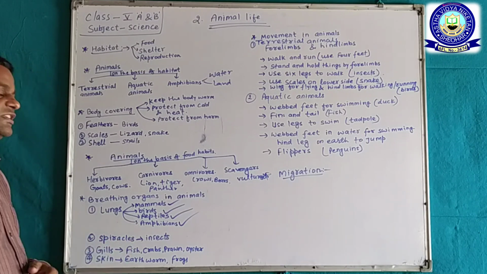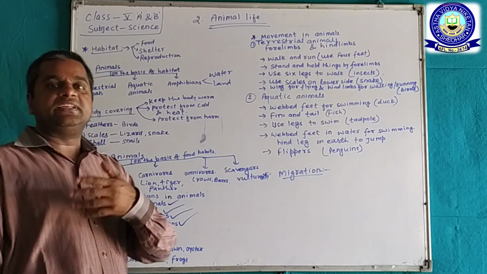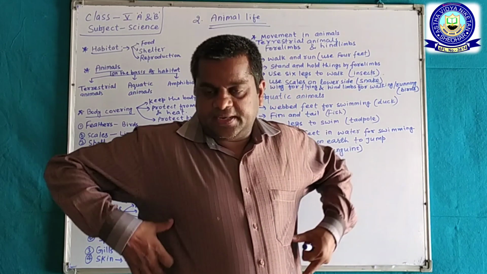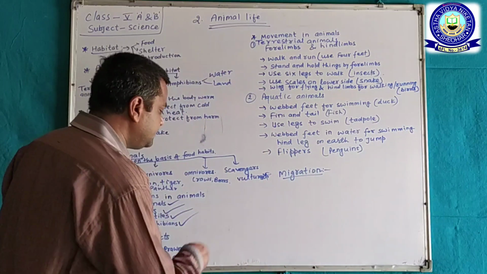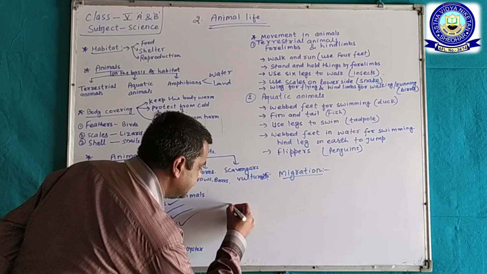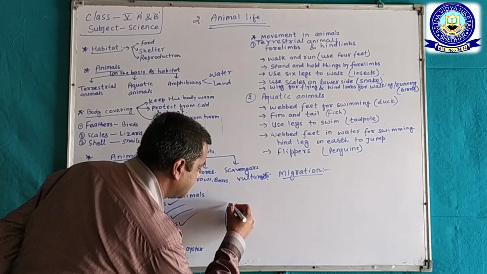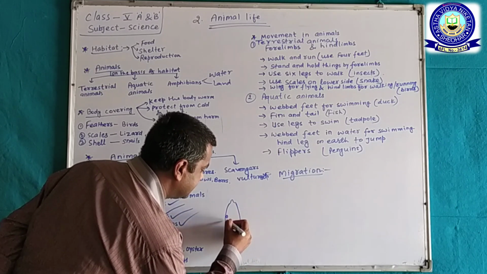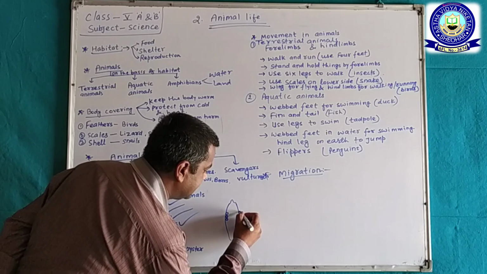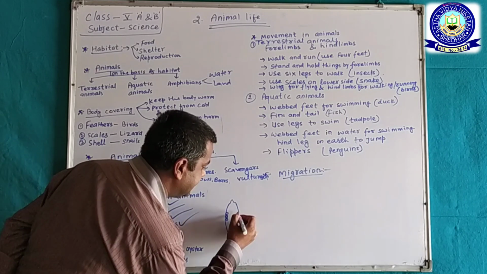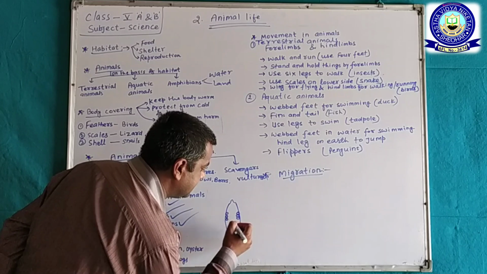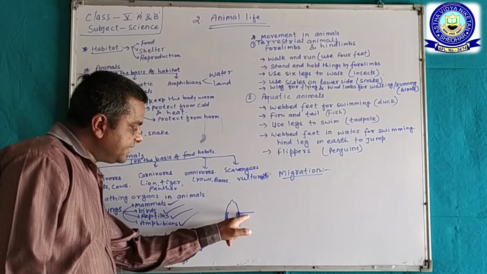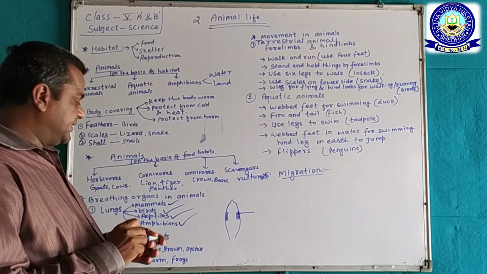Next, spiracles. As for example, insects. If you see a cockroach, you will find here on this side three spiracles. It is a hole. Through this air enters and they breathe.